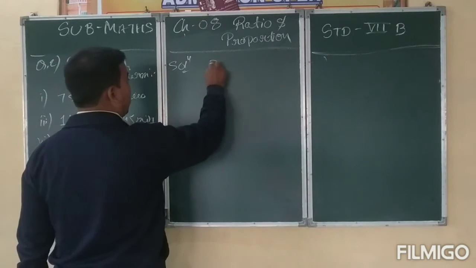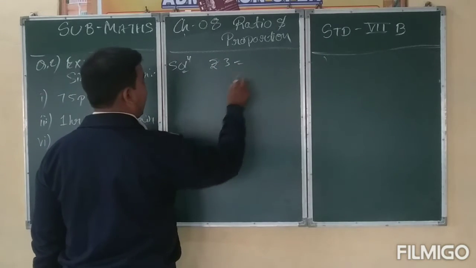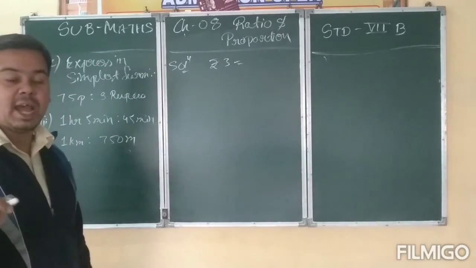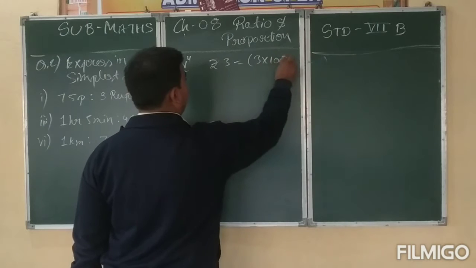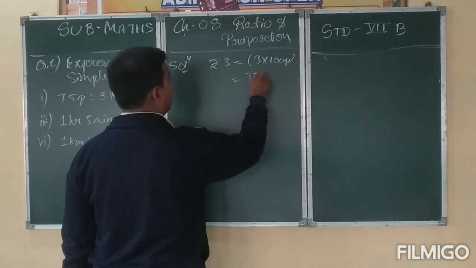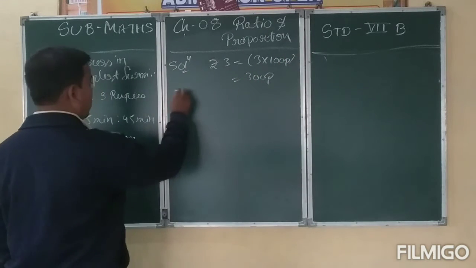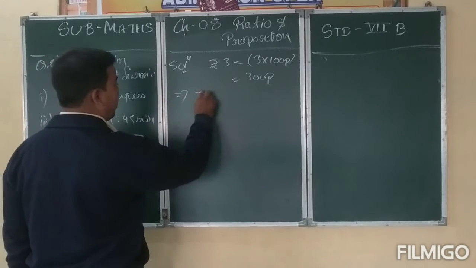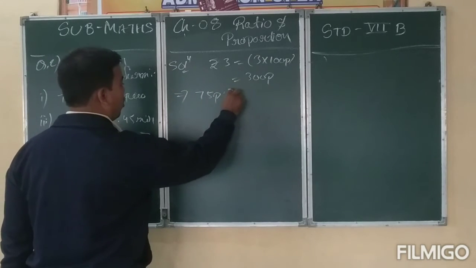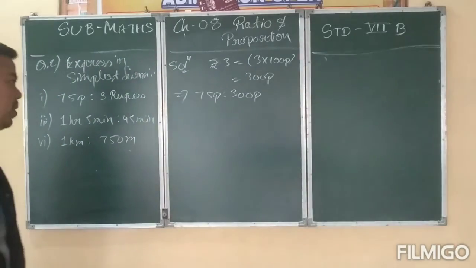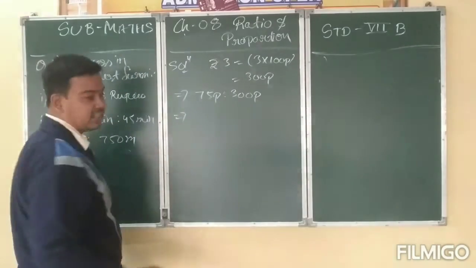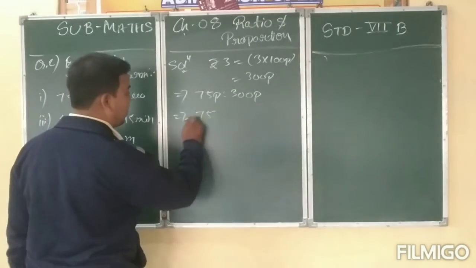First of all, 3 rupees. We know 1 rupee means 100 paise. So 3 into 100 paise, so it is 300 paise. So 75 paise ratio 300 paise. Now that we write in fraction first: 75 by 300.